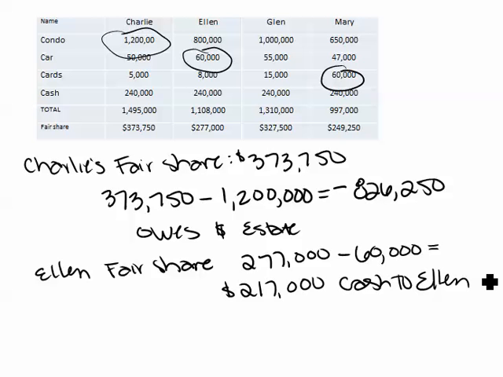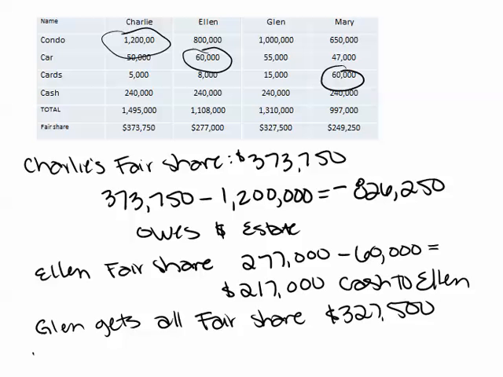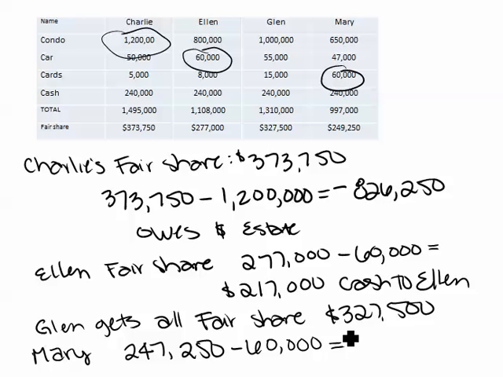Glenn didn't bid on anything. So Glenn's going to get his whole fair share. So Glenn will get $327,500 from the estate. And finally, Mary had a fair share of $247,250. She bought baseball cards worth $60,000. So she is going to get $189,250 from the estate.